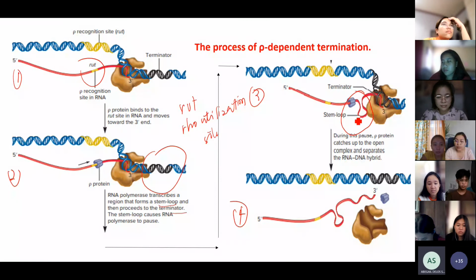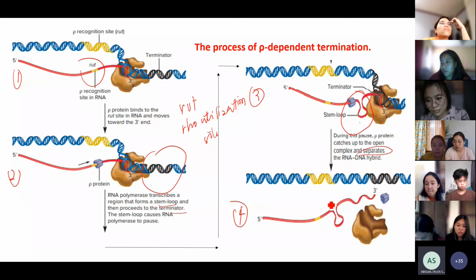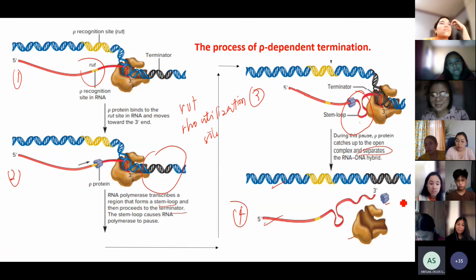Once you have created the stem loop, it would signal a pause. Once it has paused, it would signal the separation. Okay? So they are now individually separated from each other. You have your DNA, your transcript, your holoenzyme, and your rho protein.